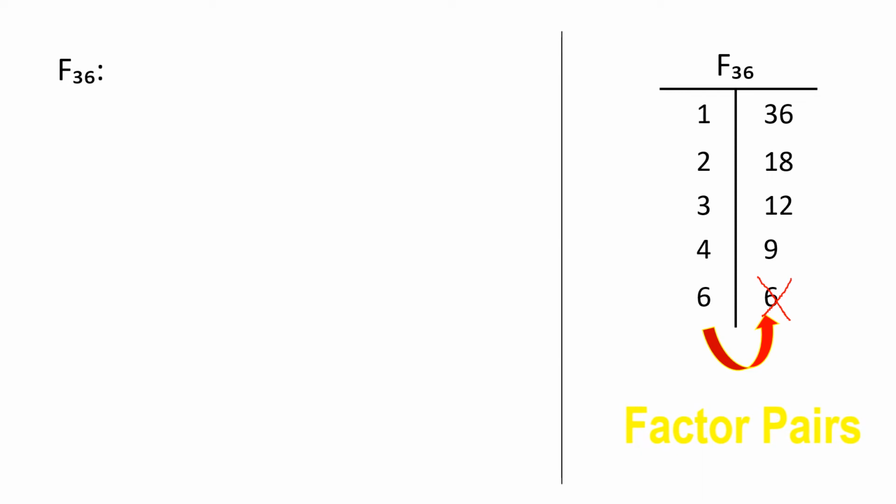And the order is 1, 2, 3, 4, 6, 9, 12, 18, and 36. And those are all the factors of 36.